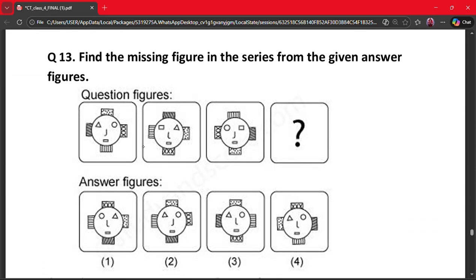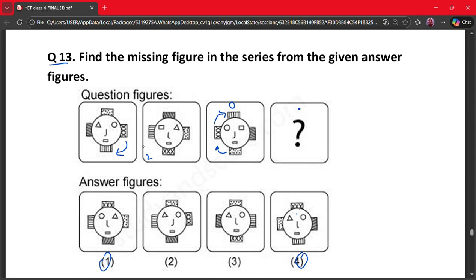The next question is question number 13. Find the missing figure in the series from the given answer figures. So let's have a look here. We can see this cross pattern here, which is moving here in the second image. It is moving here in the third image. So we need this cross pattern here on the top in the fourth image. So what we can see in the first one and in the fourth one, the cross pattern is on the top. So yes, 1 and 4 can be the options.